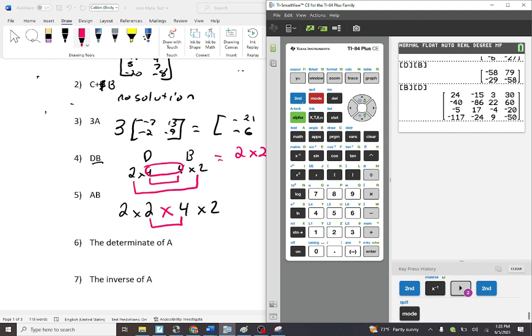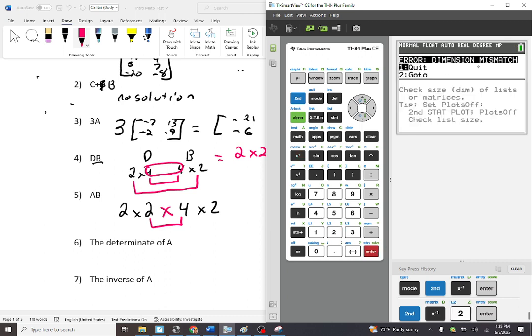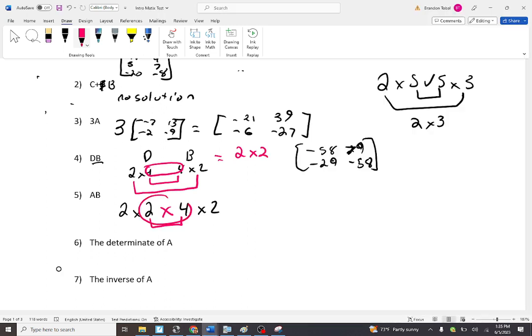But let's say you've been through like 60 questions. You might have forgotten that. If you put it in the calculator, so let's do A, and then let's put B. Now you'll get an error. It says dimension mismatch. What does that mean? That means that the dimension over here does not match. So if you see that error and it says dimension mismatch, that means it's no solution. When we first learned basic adding and subtracting, the matrices have to be the same size. This is multiplication, so it's different.